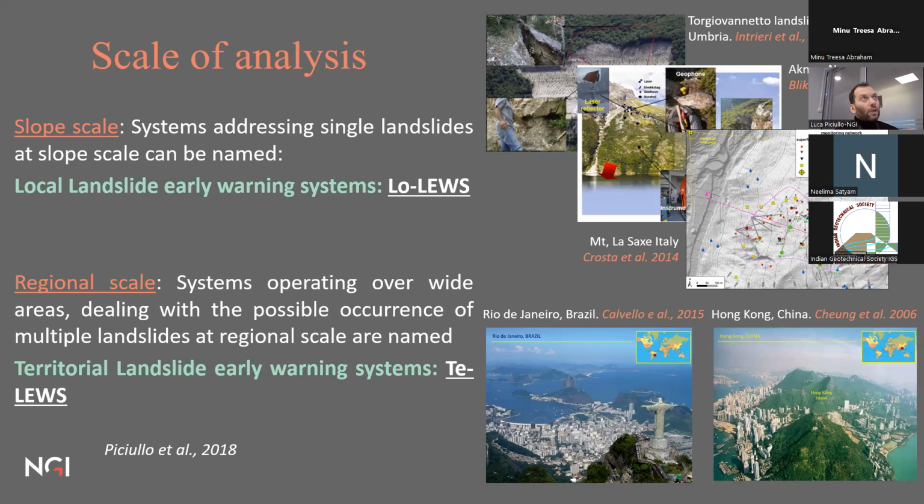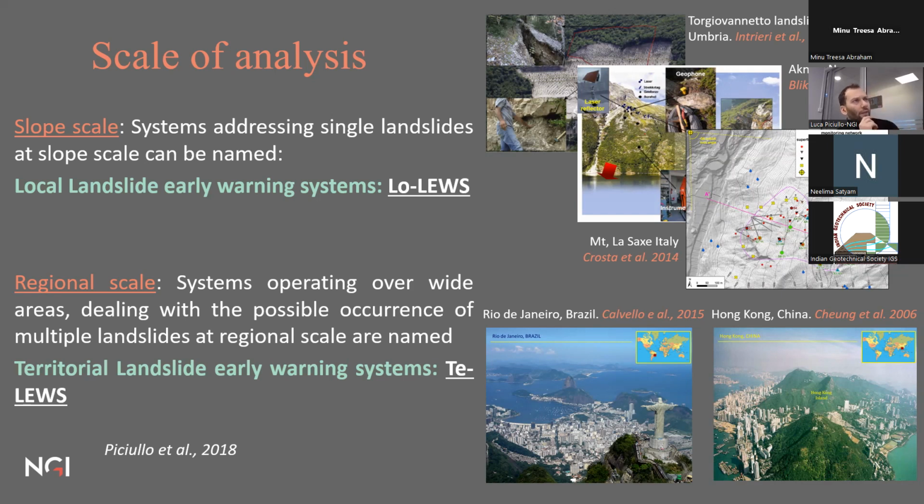On the top, you can see some examples of local LEWS. On the bottom, you can see some examples of territorial LEWS. An example is Rio de Janeiro, which is pretty famous. More famous is the system operational in Hong Kong. Between slope scale and regional scale, the instruments involved and the variables you are monitoring to issue warnings are also different.